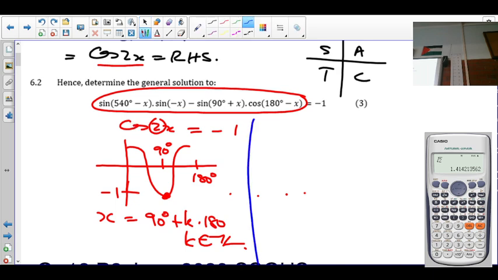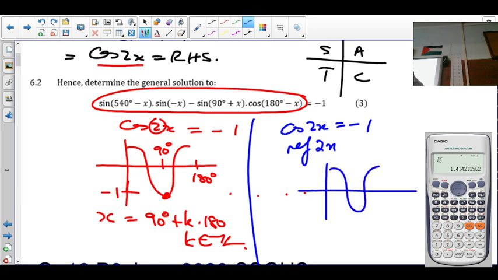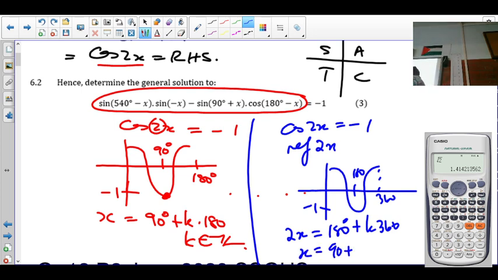Okay. Otherwise, if you go with cos of 2x is equal to negative 1, I didn't say my reference angle there. My reference 2x, I draw my cos graph, and we know that if that is 360, that's going to be 180. So it's going to be 2x is equal to 180 degrees plus k times 360. As we know, the period on the cos graph is 360. Divided by 2, so x is equal to 90 plus k times 180, where k is an element of integers. Either way is going to get you a full 3 marks. Okay.